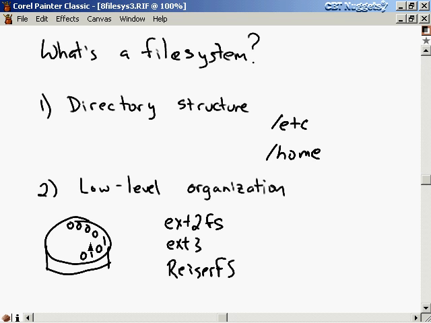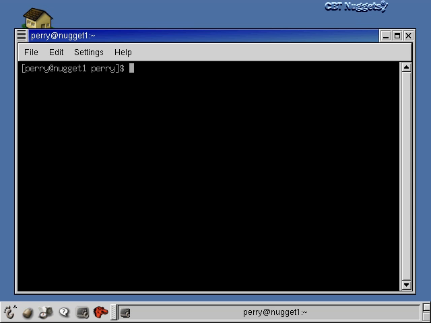I'm going to use the term file system to refer to both of these, and I'll just make it clear from my discussion whether I'm talking about a directory structure or whether I'm talking about the low-level organization of the disk. To do these commands that mess with the file systems and the partitions, we have to be the root user, so I'm going to switch over to be the root user. And then the other thing that we should check is to make sure that the directory where these utilities are located is in our path.